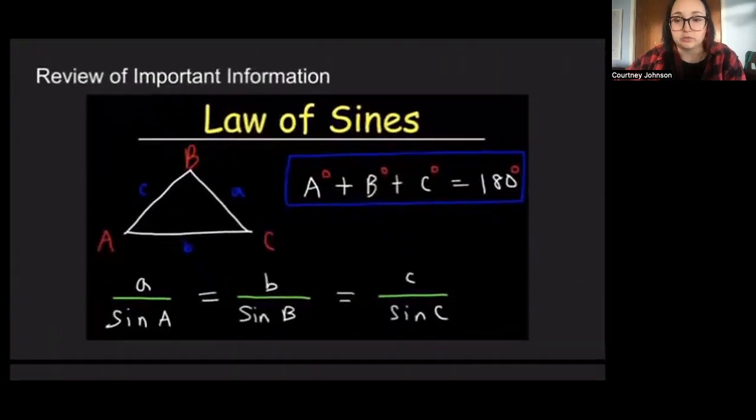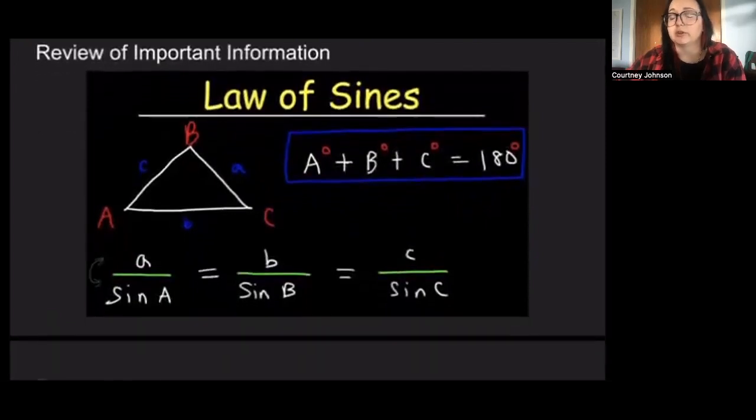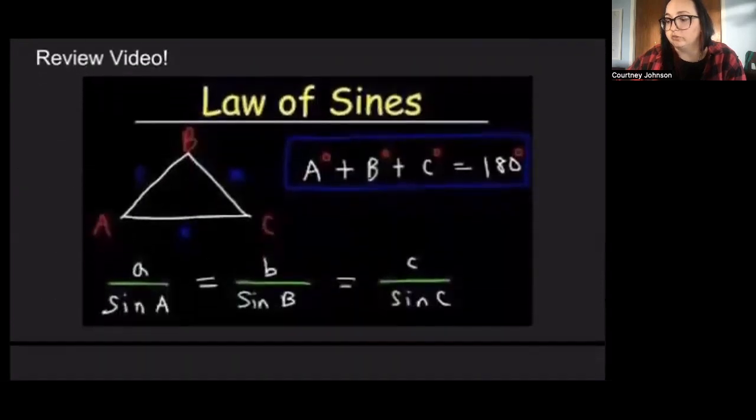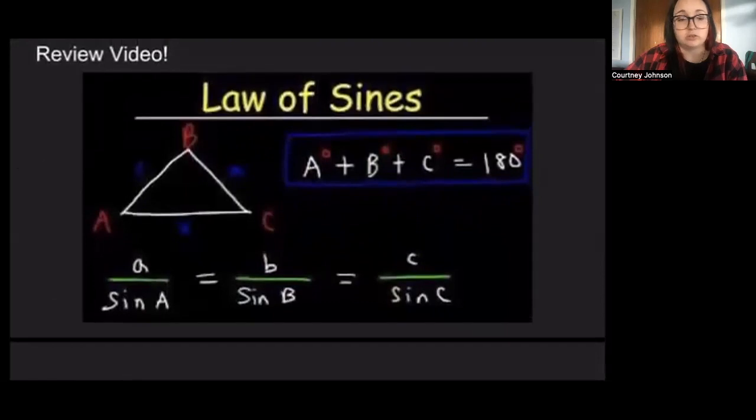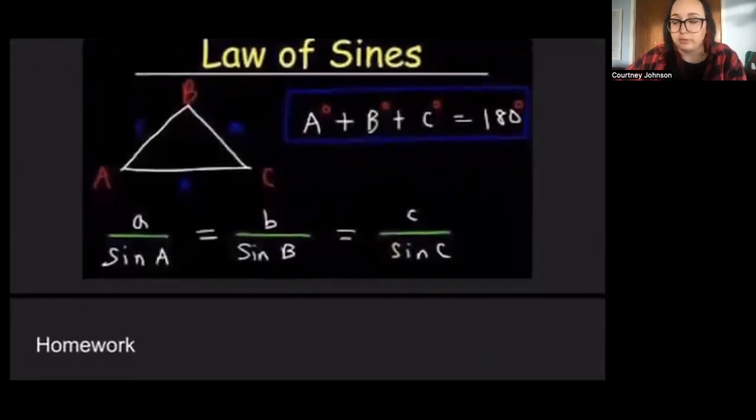This is our law of sines, so we are keeping in mind that we can flip these over. That's totally fine as long as they all do. But you also need to remember that all angles of a triangle add up to 180, okay? Do not forget it, please, please, please. I also linked a law of sines review video, okay? It goes straight to YouTube. It is a great video to watch to review ambiguous cases and everything.